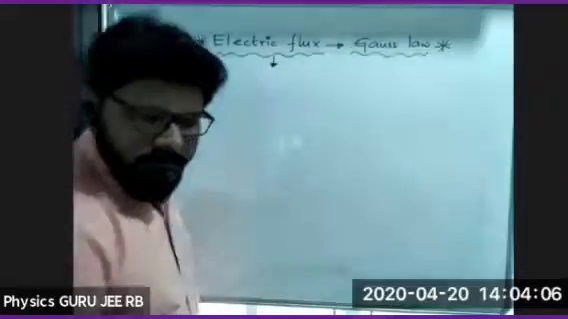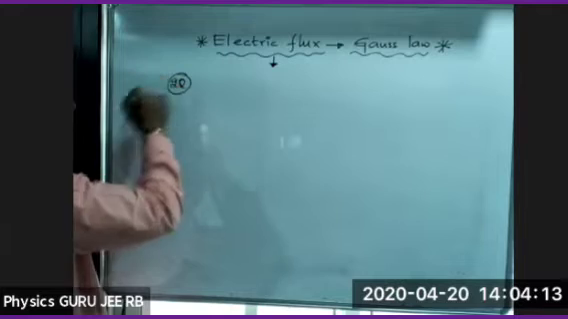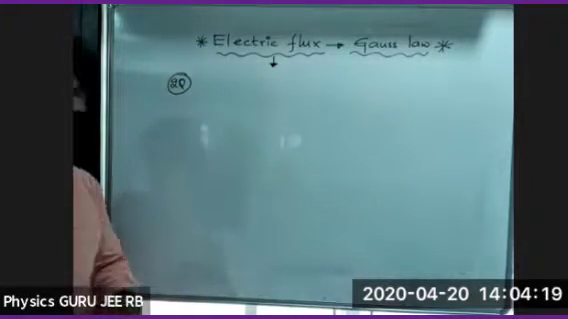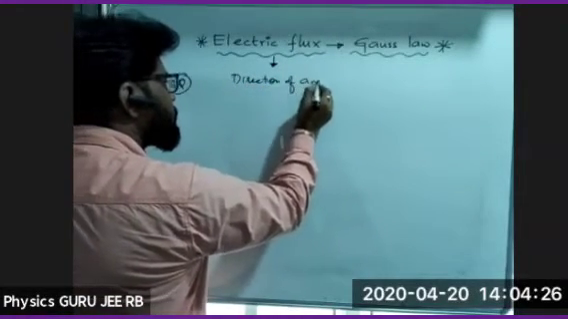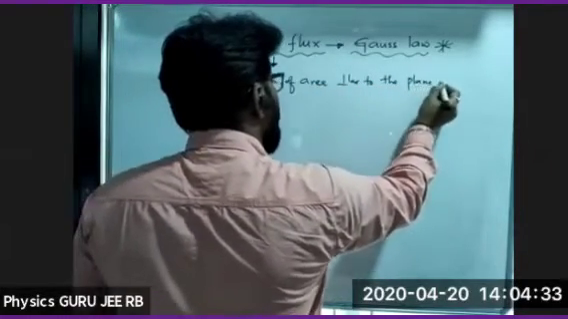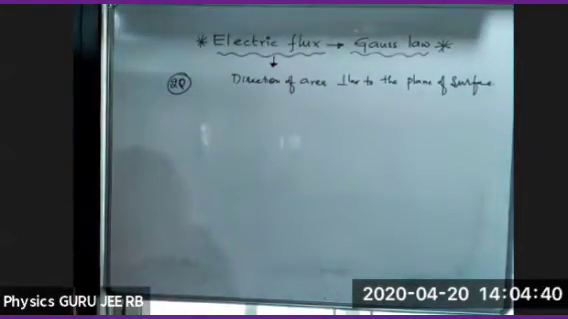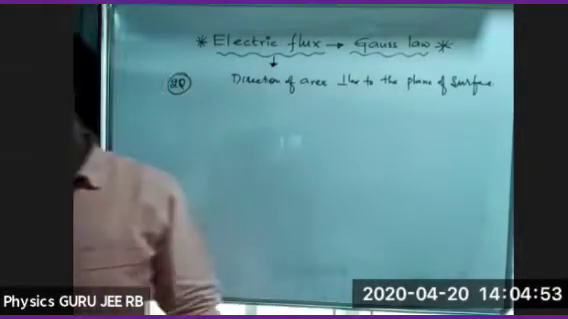Now we have to represent the area in a vector form. I'll give one more example here, the second question. You have to give me the answer to that question. The direction of area is perpendicular to the plane of the surface. This is important. How are we getting the direction? The direction of area is perpendicular to the plane of the surface.